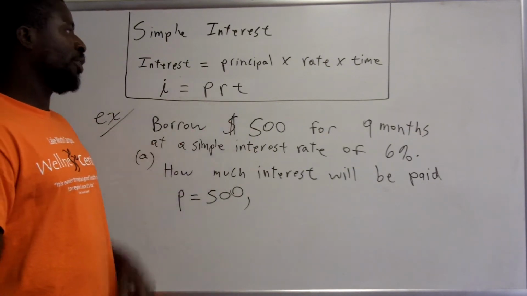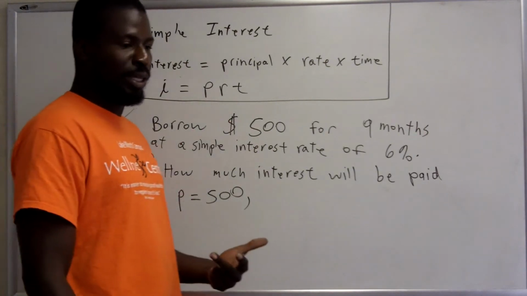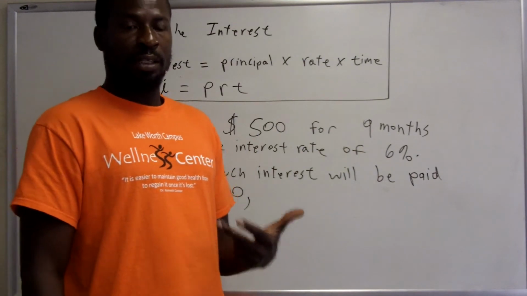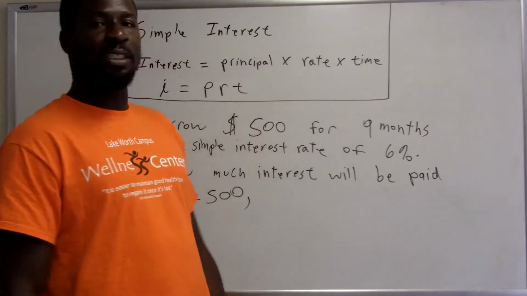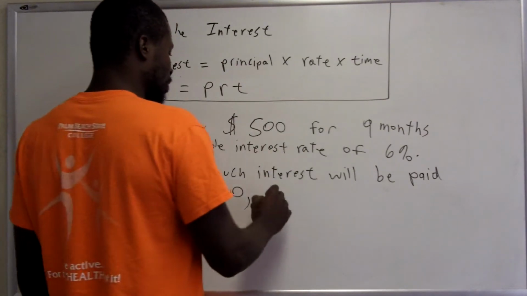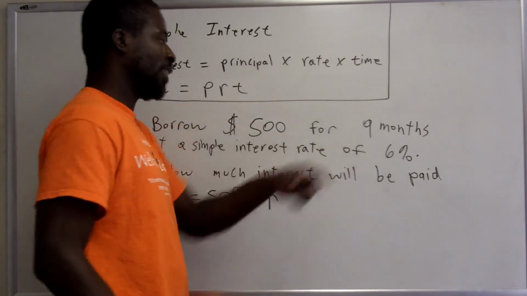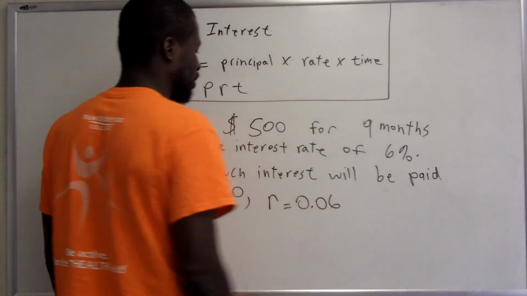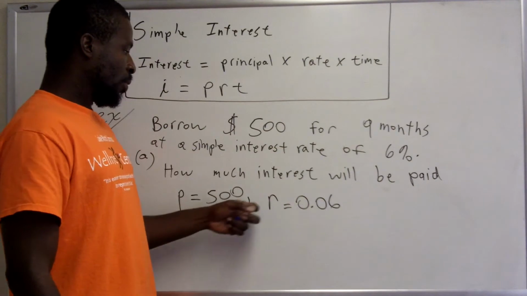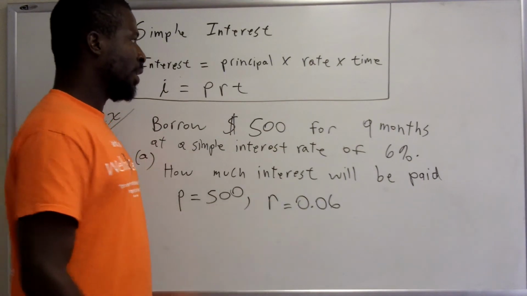Then we move on to the interest rate. Remember, I said the interest rate is going to be given as a decimal. Even though it's given as a percent here, when we use it in this formula, it has to be written as a decimal. So if the interest rate is 6%, to change that to a decimal, we write it as 0.06.